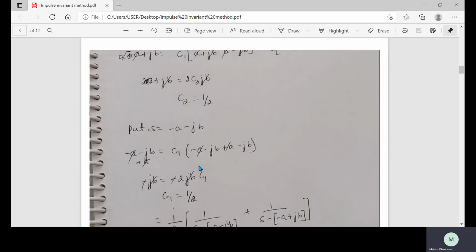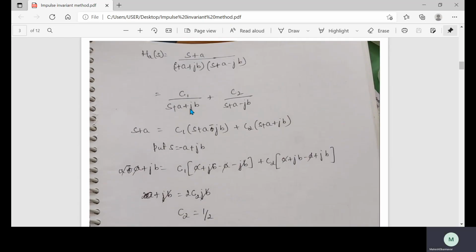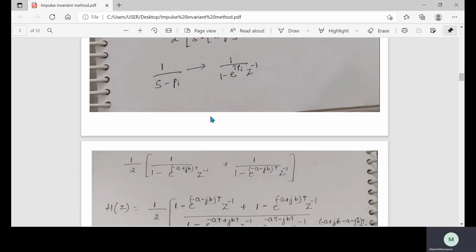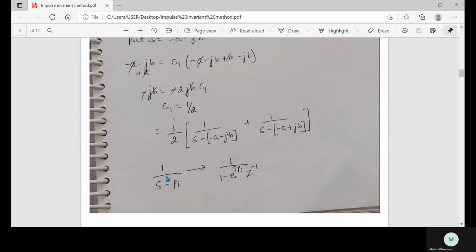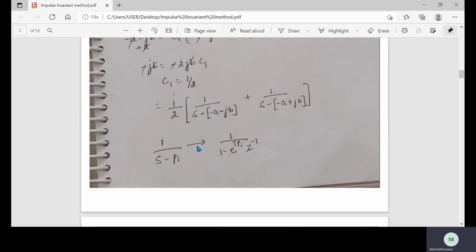So when I substitute for C1 and C2 in this equation, what will I get? 1 by 2 is common. So I'll take 1 by 2 times 1 divided by s minus p_1, plus 1 by 2 times 1 divided by s minus p_2. Okay, so when I put it in this form, we have this formula.